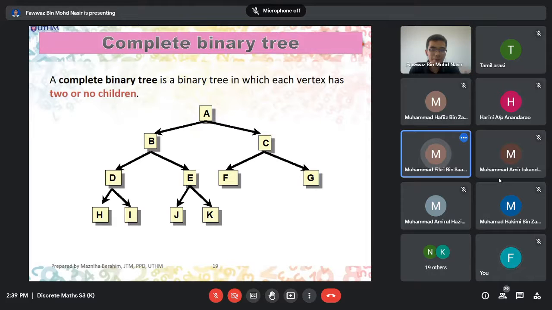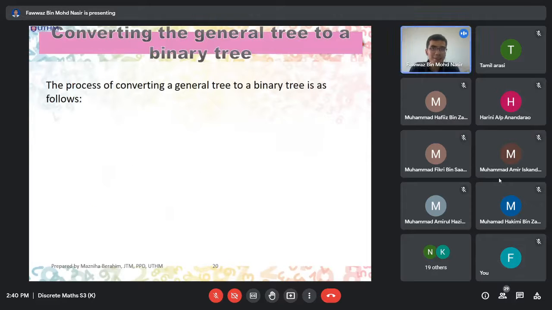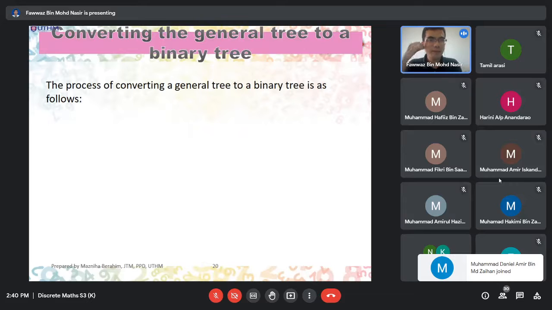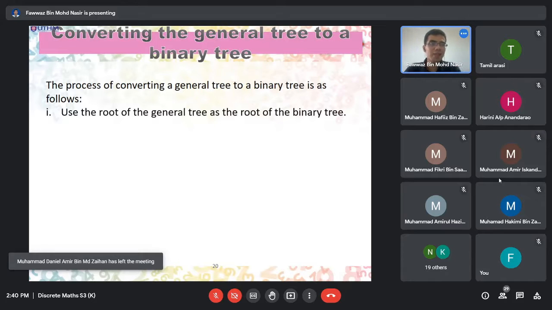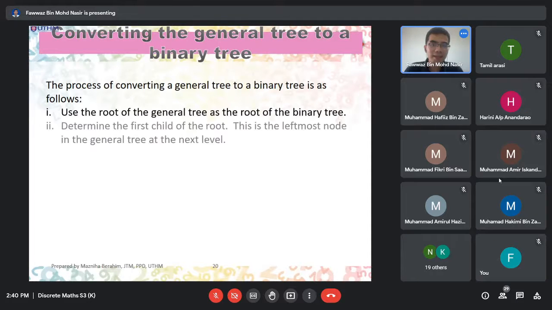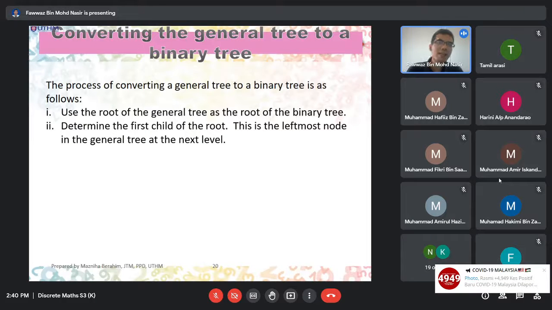Dapat sir. Okay, kemudian untuk convert a general tree into a binary tree, okay, kita just follow these processes. Pertama, use the root of the general tree as the root of the binary tree. So we just take the root of the general tree, make it the root of the binary tree. Okay, then determine the first child of the root, di mana the first child is the leftmost node in the general tree at the next level.